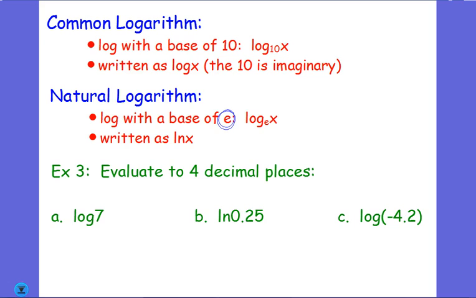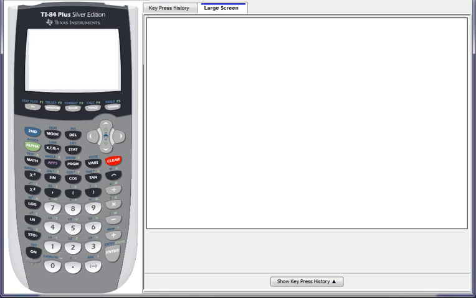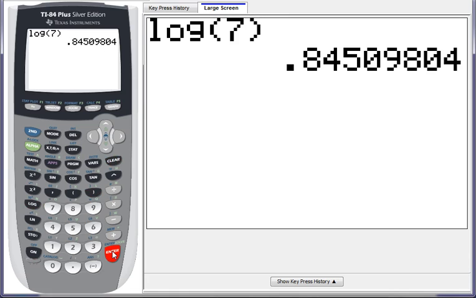So we're going to practice using those buttons. We have 3 problems here. We're simply asked to evaluate to 4 decimal places. And so this first one, log of 7, all we're going to do is press the regular log button. We're going to put in the number 7, close parentheses, there's our decimal. And yes, I said 4 decimal places. So 0.845, and this 0, because of this number right here, rounds up to a 1. 0.8451.